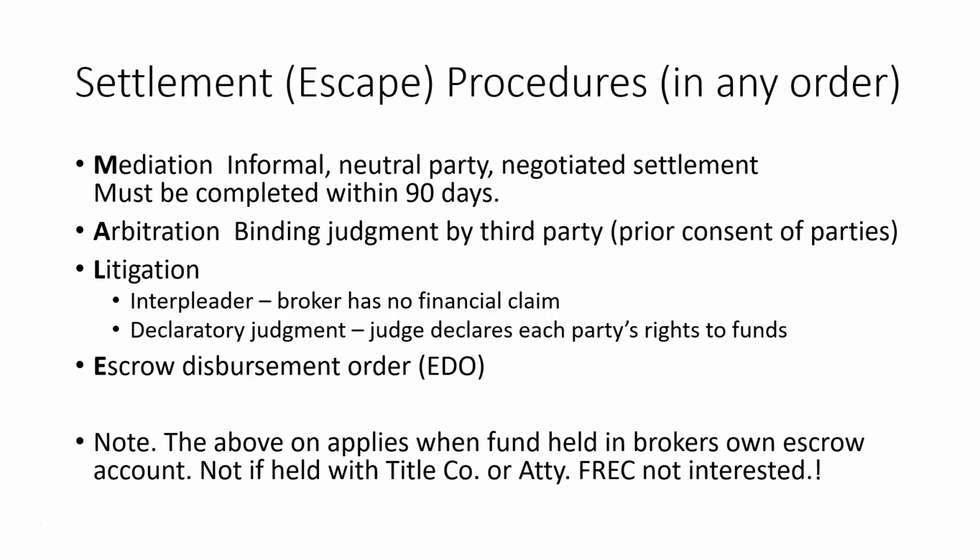Arbitration. Binding judgment by a third party, usually an administrative law judge, does need prior consent of the parties. We can get their lawyers to take everybody to court and start suing each other, in which case that's litigation. And we have two types of litigation. Interpleader, when the broker has no financial claim, the broker just hands over the funds to the clerk of the court, and then the parties argue with the judge. Or there's a declaratory judgment, when the broker does have some rights to some of the escrow money as per the contract, therefore the judge will then declare each party's rights to the funds.